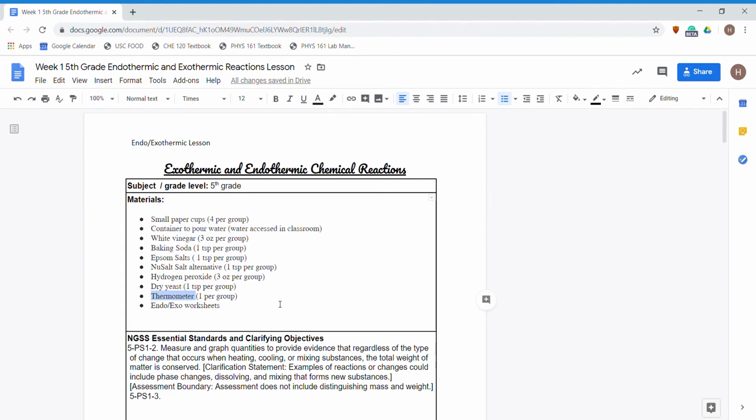It's important that you do this because it would not be fun for the students to get a thermometer that doesn't work properly and they won't be able to understand their data, and they might not get the best understanding of the science that we're learning that day.